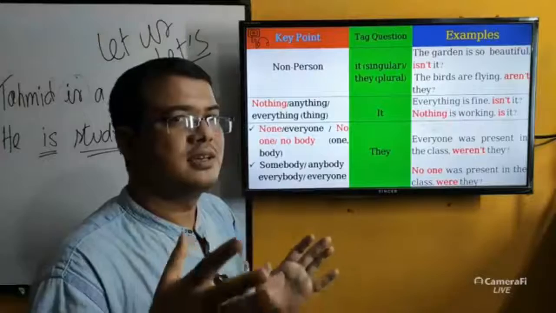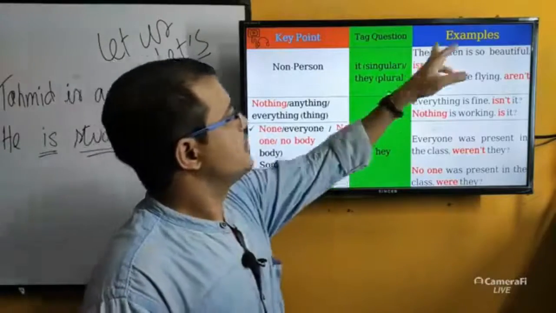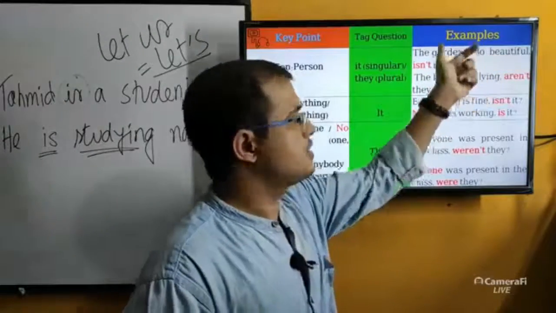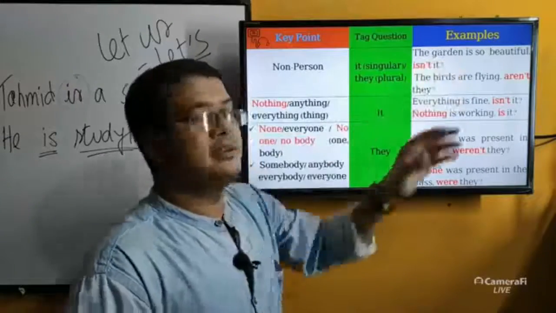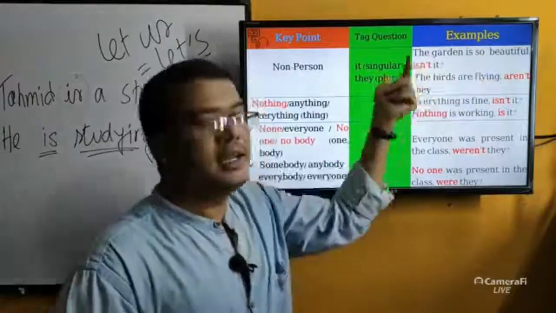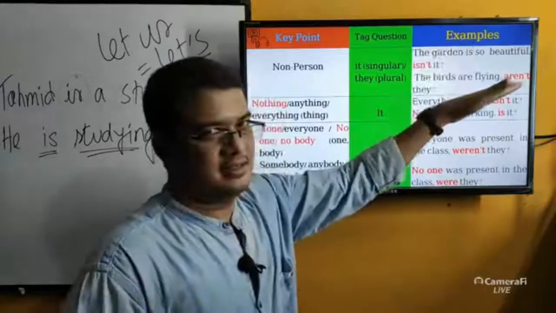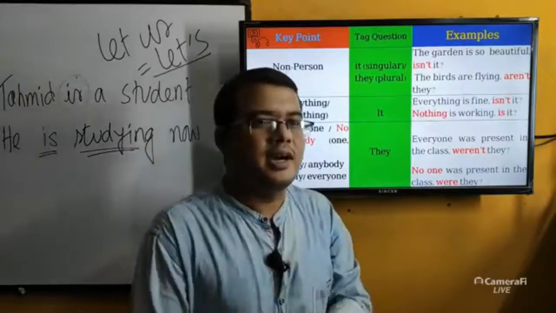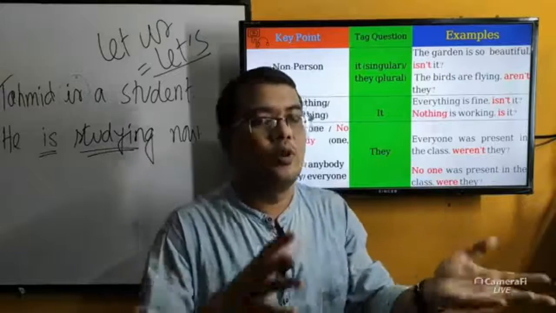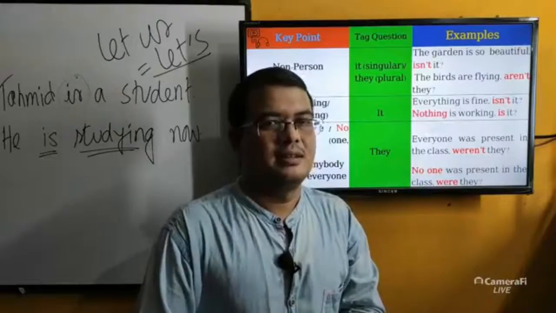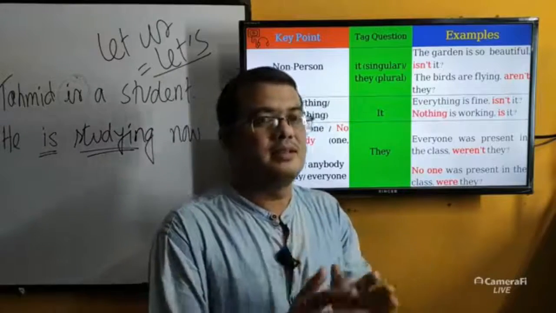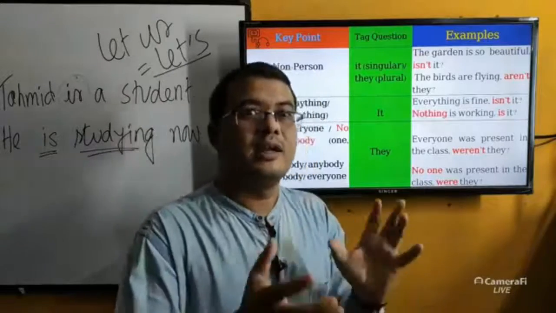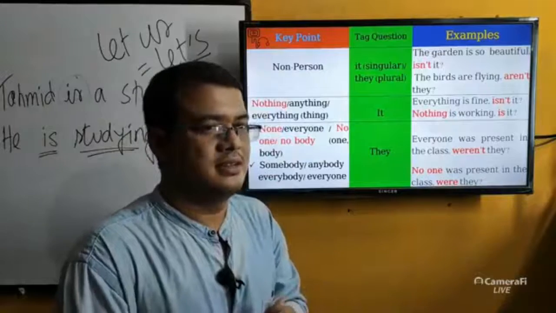Okay, you will use it because you see here the garden is beautiful. So garden is a non-person. Okay, it's a place, so it would be is, and since we know that if it is positive it would be negative, so isn't it. But sometimes a noun may refer to both genders. I repeat that sometimes a noun can refer to both genders.